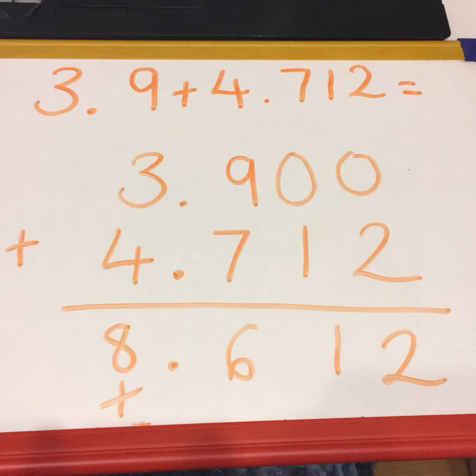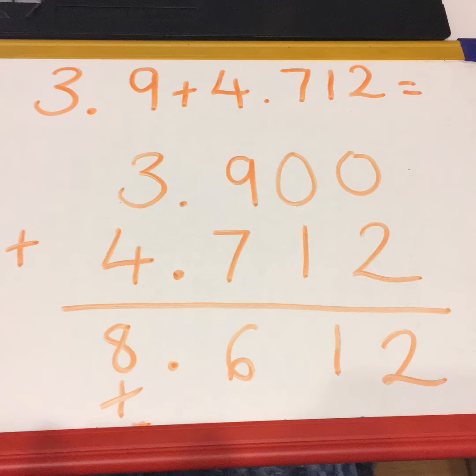I've then added 2 zeros after the 9/10 just to make it easier for me to visualize that there is nothing in that hundredths column and nothing in that thousandths column. So 0 thousandths add 2 thousandths is 2 thousandths. 0 hundredths add 1 hundredth is 1 hundredth. 9/10 add 7/10 would be 16/10.